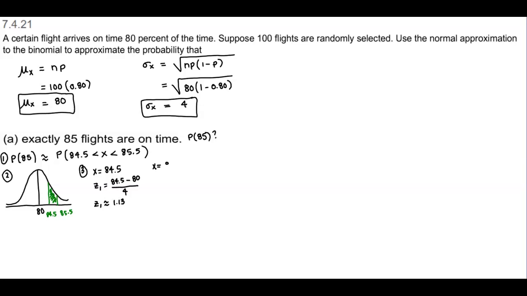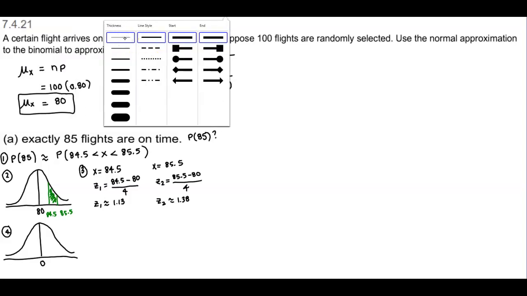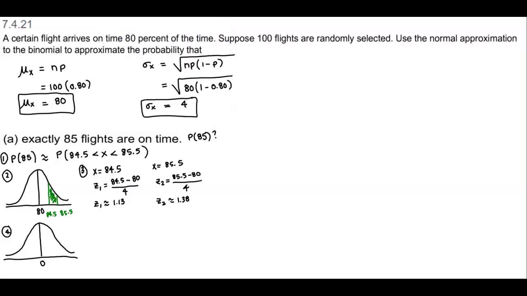Then if we let x equal 85.5, our second z-score is 85.5 minus 80 divided by 4, which is approximately 1.38. Now when we graph this, we have a standard normal distribution, where z1 equals 1.13 and our other z-score is 1.38. We want to find the area in between there.